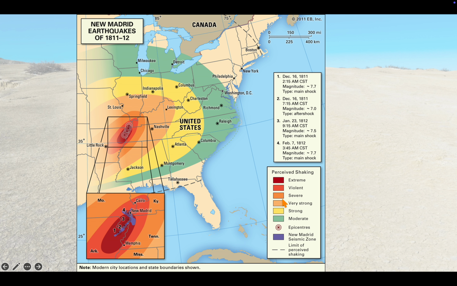Perceived shaking, you can see the coloration, and up here in Iowa, we would have felt some strong to moderate shaking in that area. Here's on the map, if you take a look here, it shows where those earthquakes occurred.